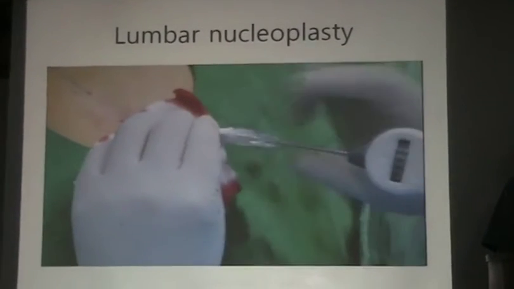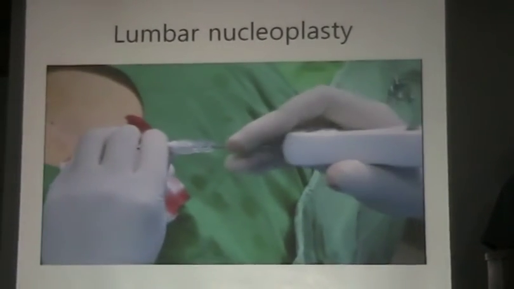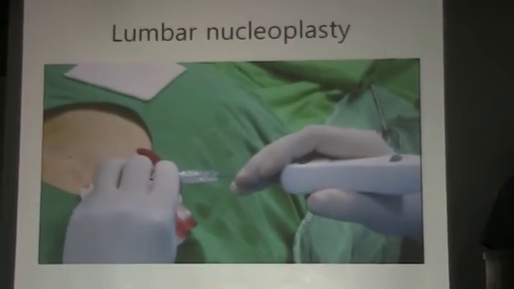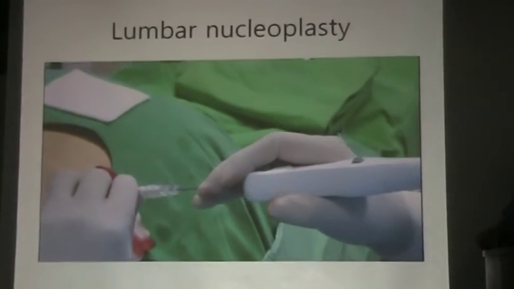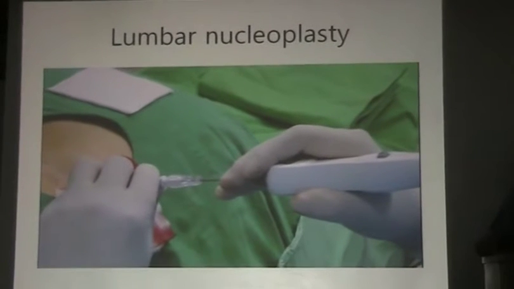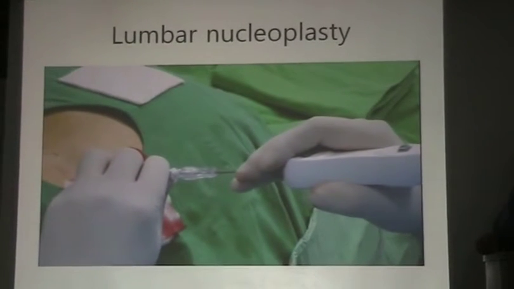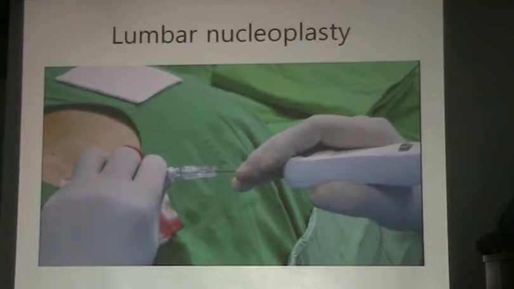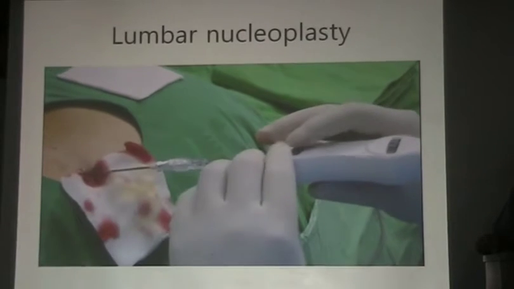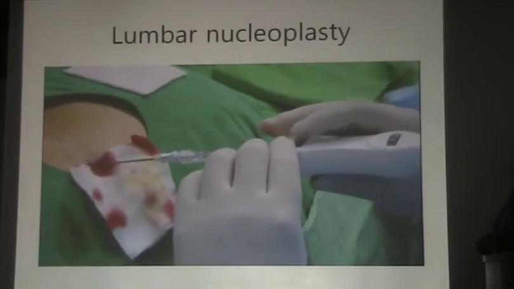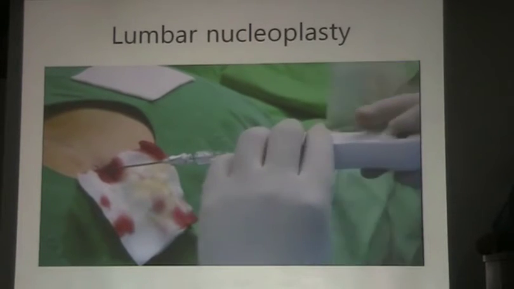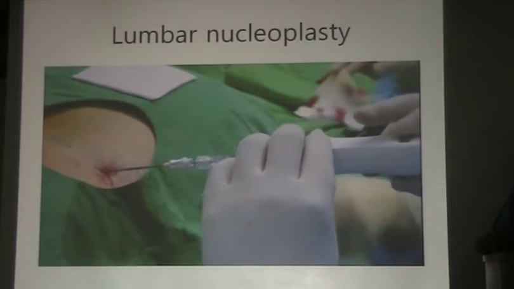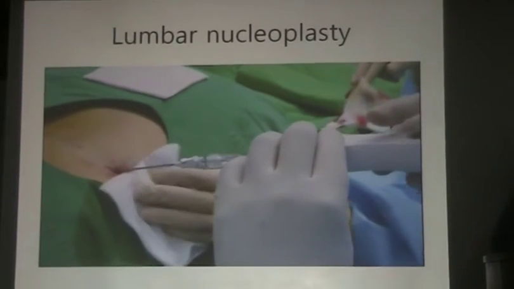Then you make lesions around the annular fissure. In lumbar radiculoplasty, our target is the annular fissure. In MRI view, you can find the high intensity zone in MRI. So our target is the high intensity zone. It means annular fissure.